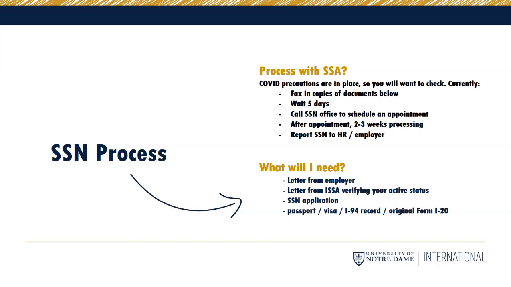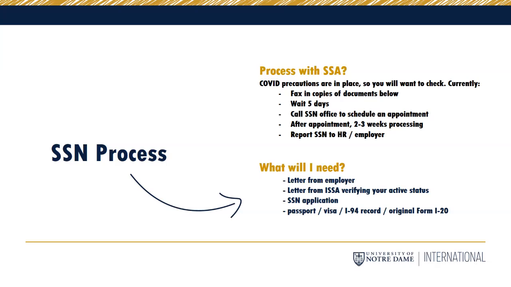So in order to apply for the Social Security number, you must first have a letter from your employer on campus if you're a student. You would then upload that letter to your ISSALink account, and then our office will generate a second letter for you. And then once we generate that second letter for you, you would complete the Social Security application, which is online, and then take copies of your passport, your visa, your I-94 record, and your I-20.